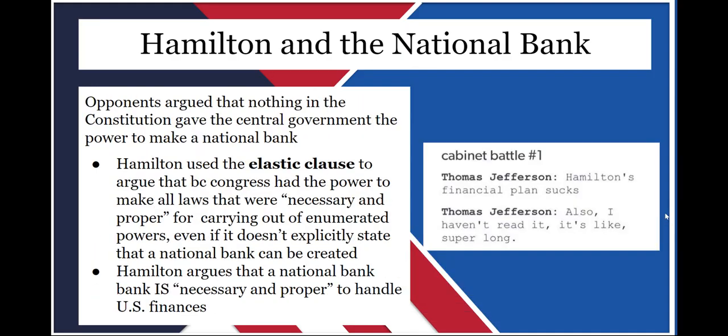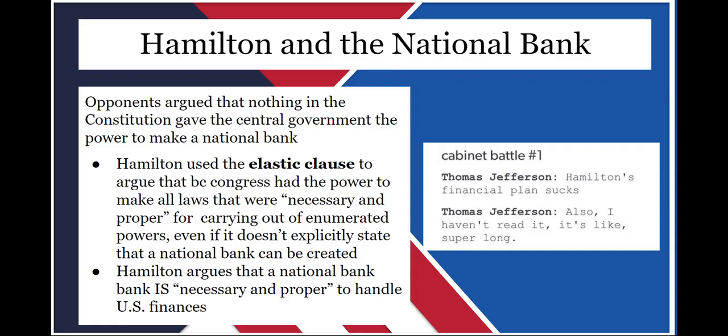So there were definitely people who opposed this plan. And the biggest thing they said, the opponents argued that nothing in the Constitution gave the central government the power to make a national bank. That was the primary argument of people like Jefferson and his supporters who wanted a really small federal government, the people who were originally those anti-federalists during the ratification debate.